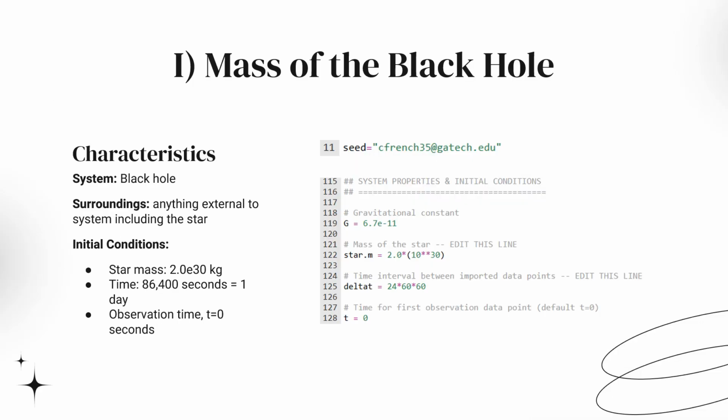In Part 1, mass of the black hole, the system includes the black hole and the surroundings, which is everything else, including the star. Initial conditions were inputted, including the star's mass, the amount of time, which was 1 day converted into seconds, and the observation time equaling 0.